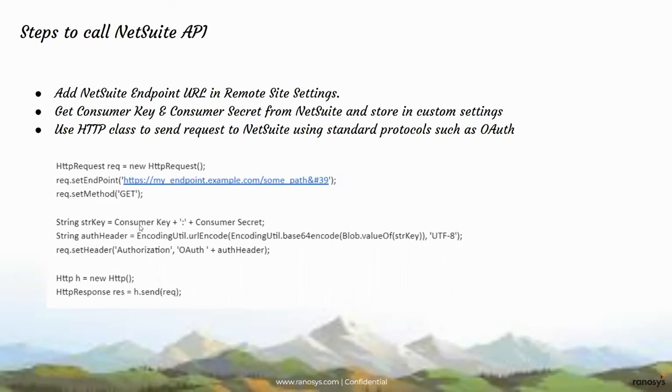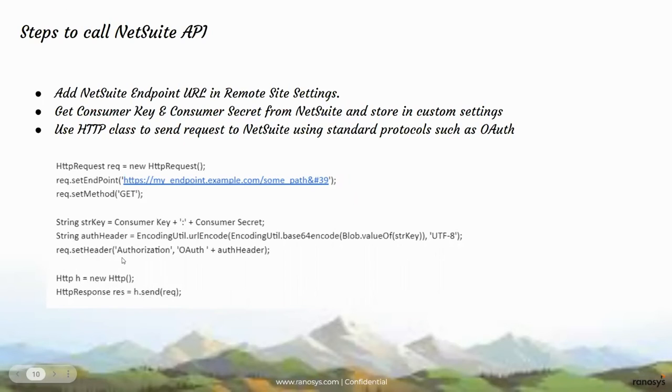With the help of the consumer key and consumer secret, we create an authorization header, and we set this authorization header under the Authorization key in the header. Lastly, we need to create an instance of the HTTP class and use its send method to send the request to NetSuite. This is just a sample code to show you how to make a callout in Salesforce. The actual code might require some additional logic to create the authorization header, but the basic structure to make the callout remains the same.